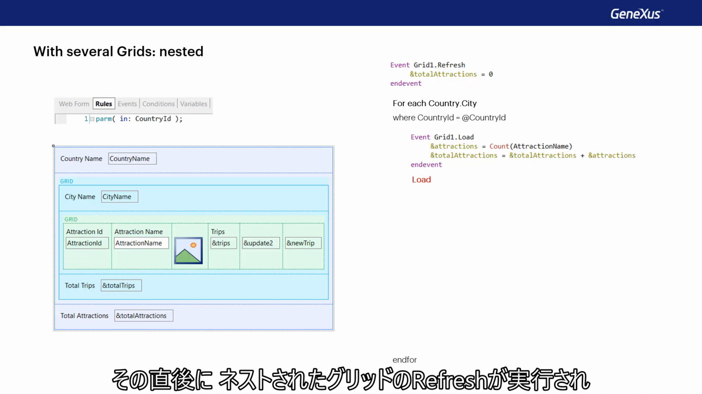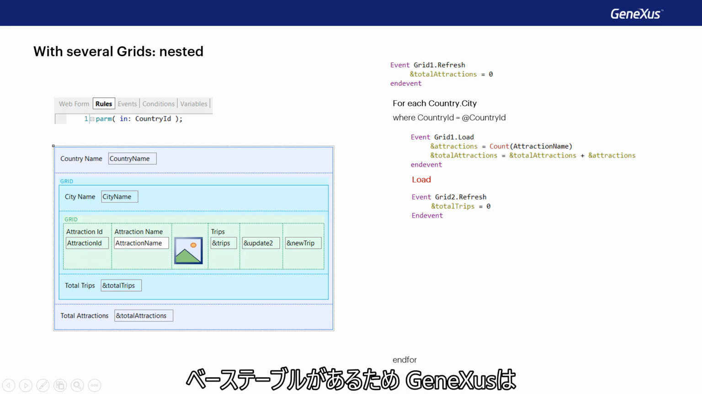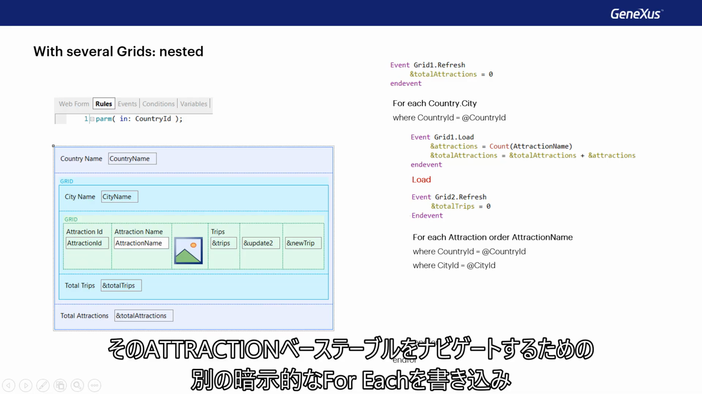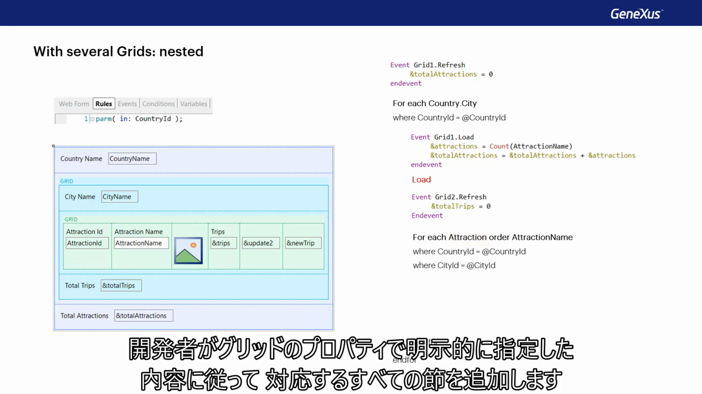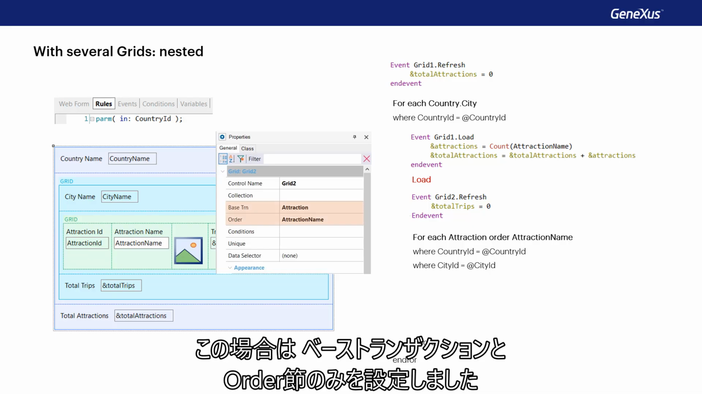Immediately after, the refresh of the nested grid is executed, leaving in 0 the value of the total sum of trips that include that attractions that are loaded afterwards. And because it has base table, GeneXus writes another implicit for each to navigate that base table, attraction, to which it adds all the corresponding clauses, according to what the developer made explicit in the grid's properties. In this case, you had only established base transaction and order clause.